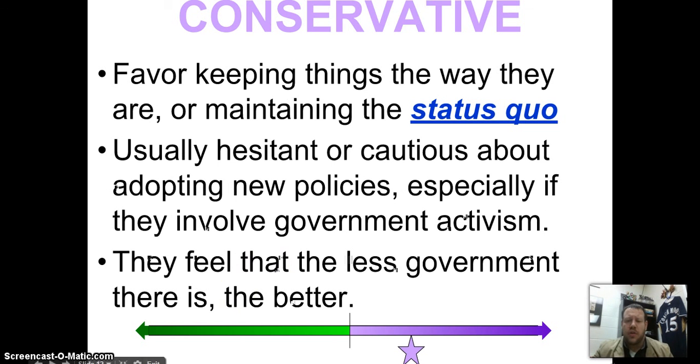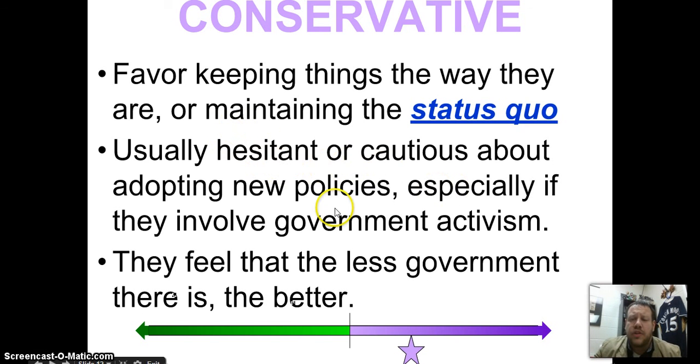At the same time, as you go to the right side, we have conservatives. You can see where they are on the spectrum here. They kind of want to keep things the way they are, or maybe the way they used to be, the status quo of what things were. Typically, a conservative is going to be really hesitant about making the government bigger, adding more programs, adding more people to government. They feel like the less government, the better off we're going to be, because government gets involved and screws stuff up and makes things worse for people, and raises taxes, raises bills, all those kinds of things.